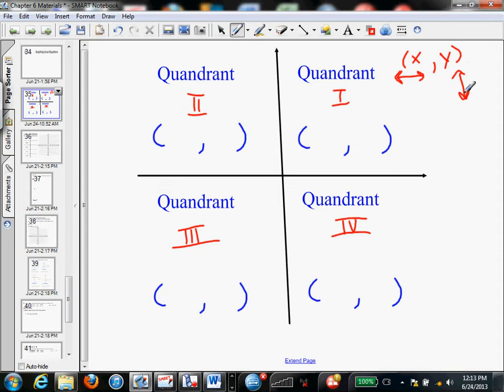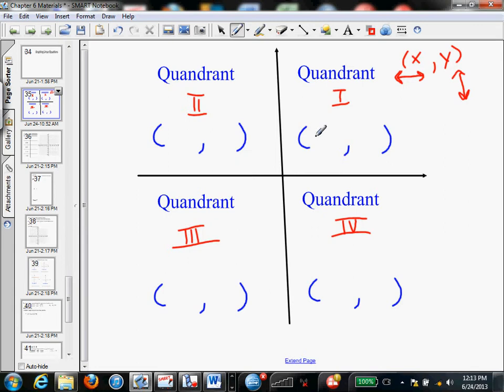And you're going to move, if it's positive, either to the right or up. If the value is negative, you're going to move left or down, depending on what direction. For example, if you have a negative x, you want to move to the left. If you have a negative y, you want to move down.